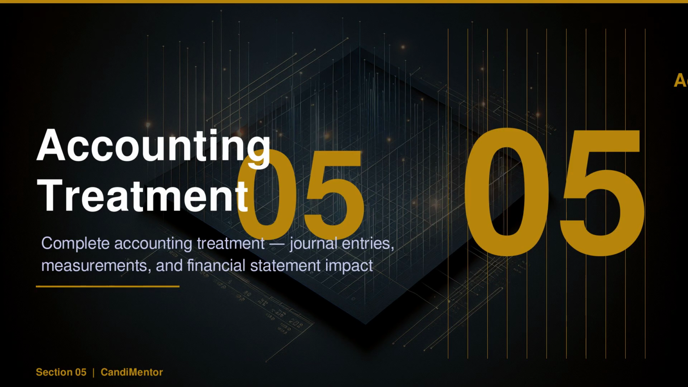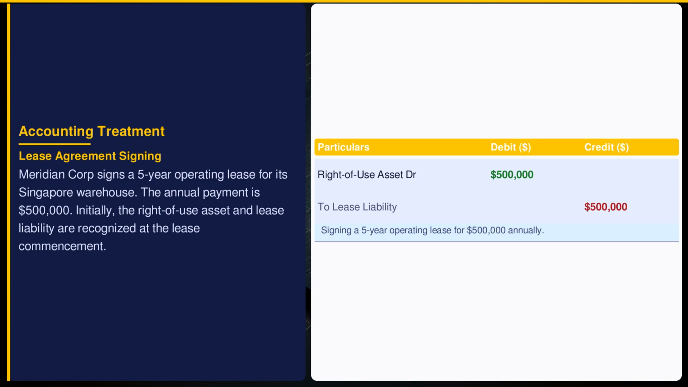Meridian Corporation, a global manufacturing company, signs a 5-year operating lease for its Singapore warehouse. Watch how every accounting event plays out. The lease agreement requires recognizing a right-of-use asset and a corresponding lease liability. ASC 230 mandates this, as Meridian Corporation now has control over the warehouse. This impacts the balance sheet by adding $500,000 under both assets and liabilities.